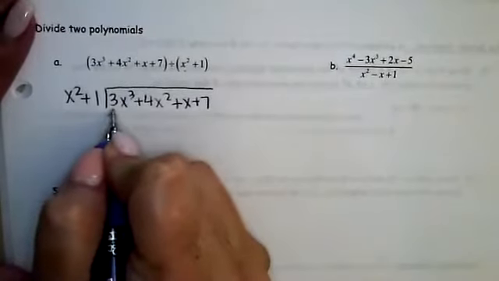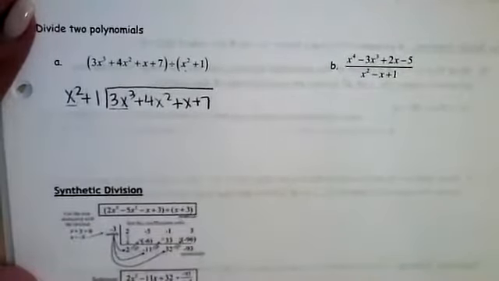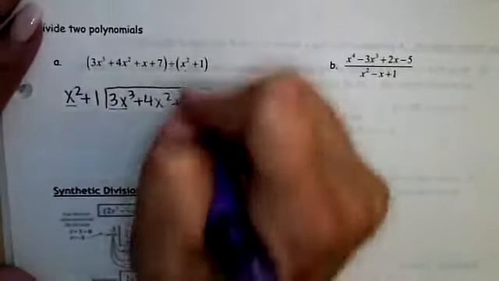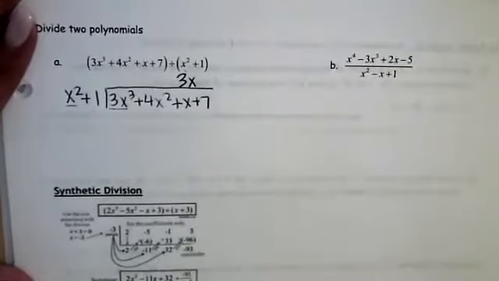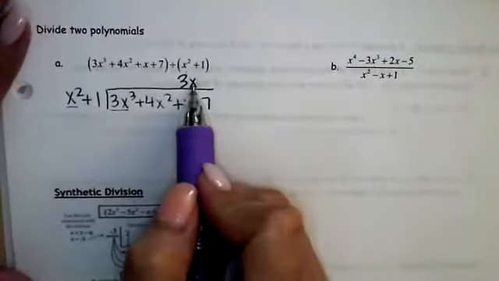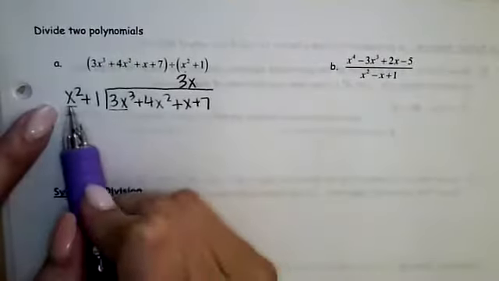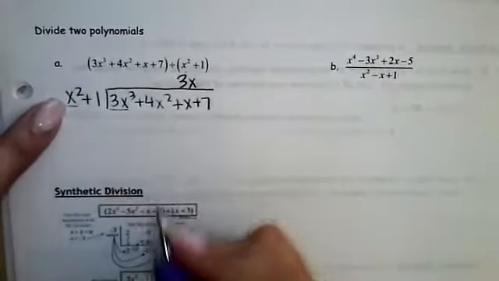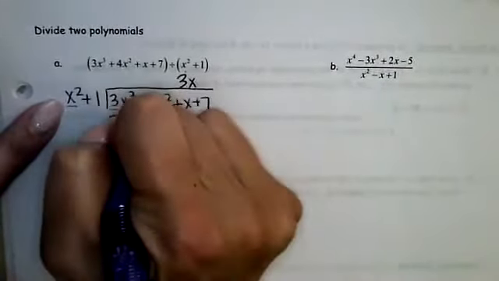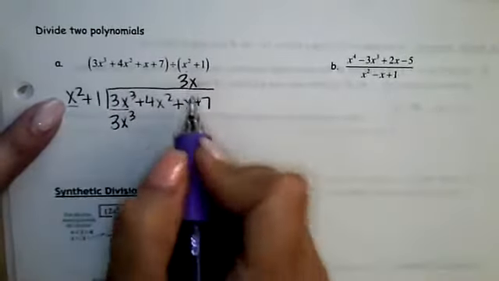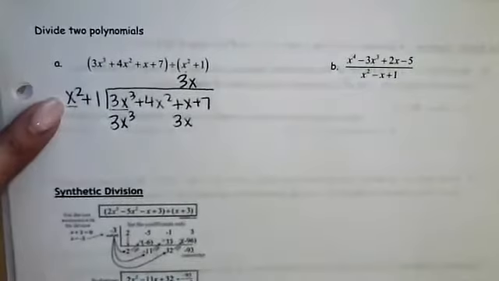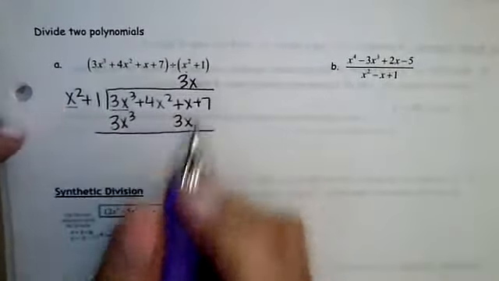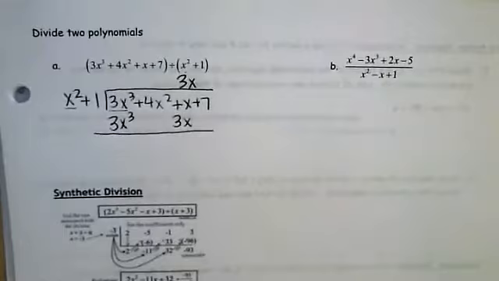Now, in order to divide, we take this first term and divide it by our first term here. So 3x cubed divided by x squared is 3x. Again, I want to keep this as lined up and organized as possible. It avoids simple errors. I then take the 3x and multiply it times my entire divisor. So 3x times x squared gives me 3x cubed, and 3x times 1 is 3x. Notice I skipped over that x squared. I want to keep them lined up so our like terms are next to each other.